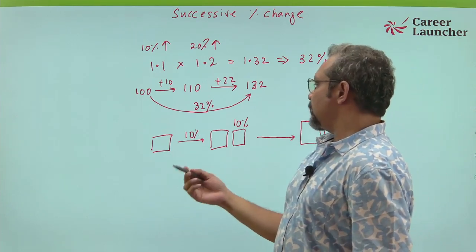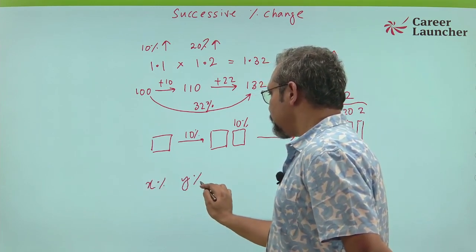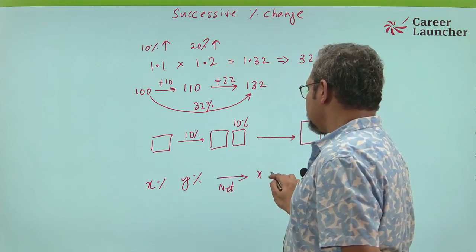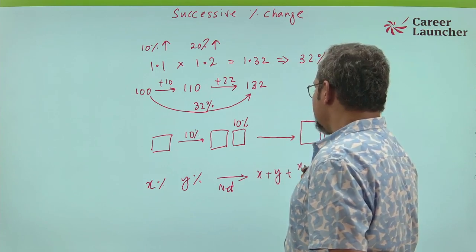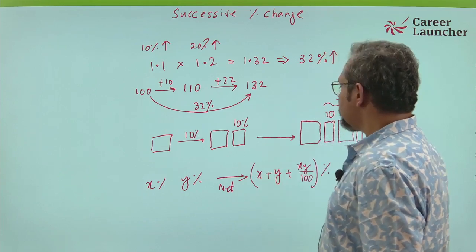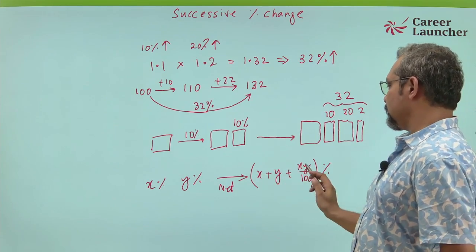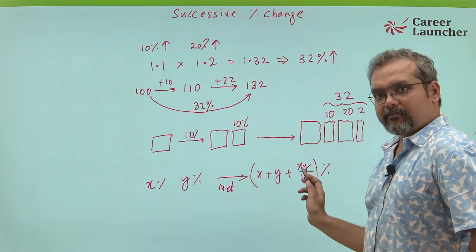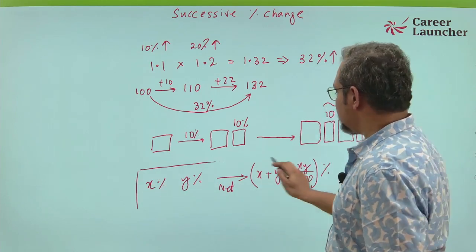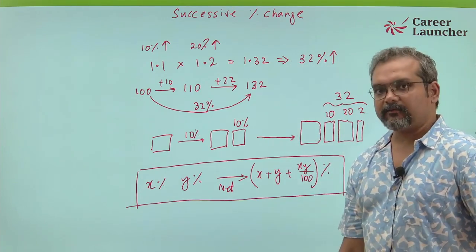So if you want a formula for this, we can say that X% followed by Y%, the net change is given by X plus Y plus XY over 100%. So if you check, 10 plus 20 is 30, plus 10 times 20 is 200, by 100 is 2. So this is the basic concept of successive percentage changes. There are a wide variety of applications of this. So that we will come to gradually.